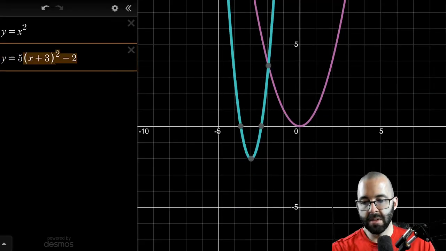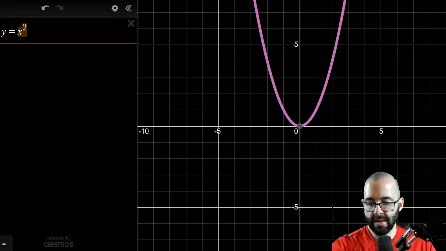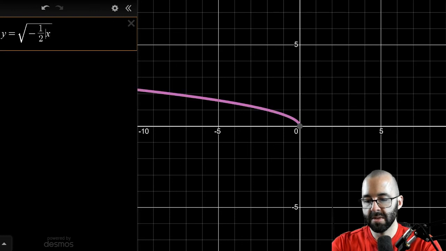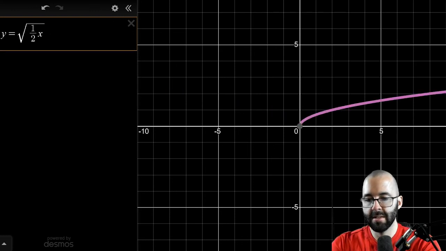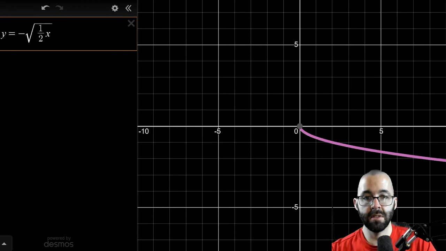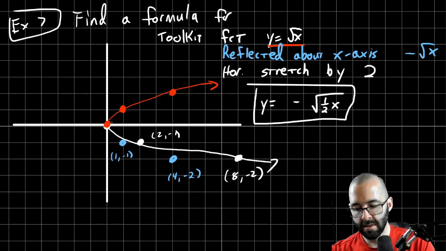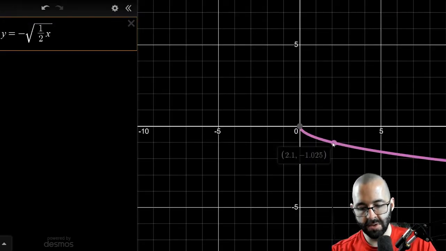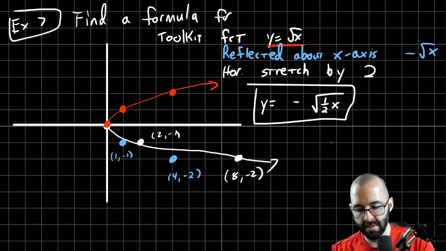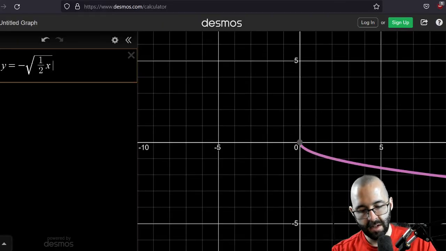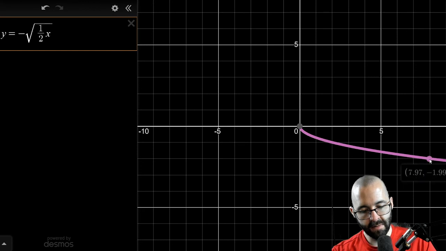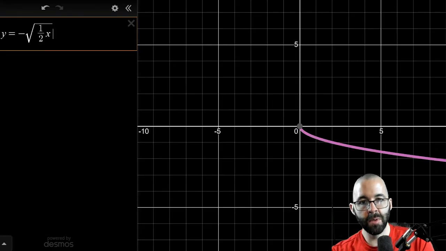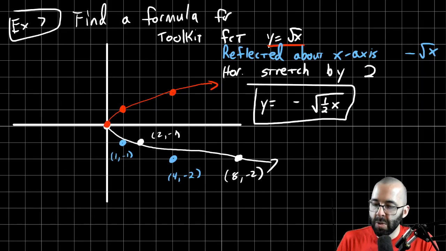All right. Let's go over to Desmos and say, okay, what does this look like? The square root of negative 1/2 x. Oops, the negative should be on the outside. Are these the same functions? (0, 0), (0, 0). Same shape. Good. It goes through the point (2, -1). Good. It also goes through the point (8, -2), just like so. Great. So this purple graph is the same as my drawn red and white graph, which is what we wanted.